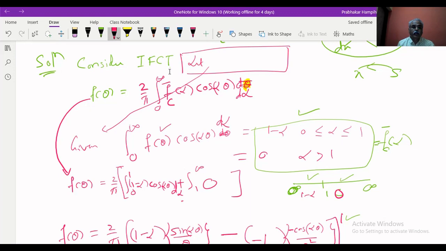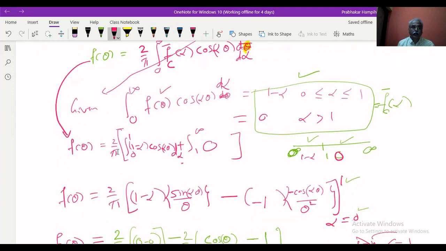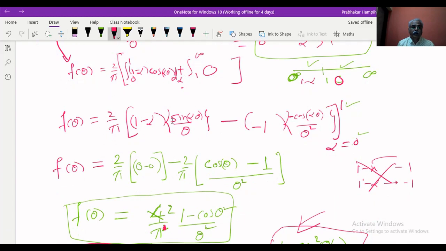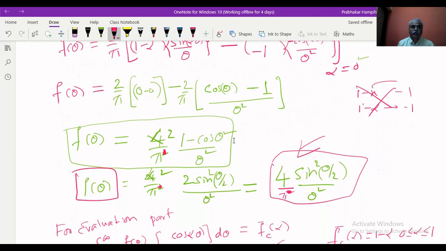So considering the inverse Fourier transform, f of theta is 2 by pi, 0 to infinity, in terms of d alpha, I have to integrate whatever alpha function is there, times cos of alpha theta. Then 0 to 1, and 1 to infinity broken, this part is 0. Here upper limit minus lower limit, 0 part. Here only theta part remains like this, 1 minus cos theta by theta square. Hope this should not trouble you.